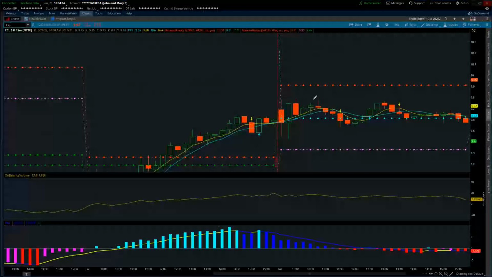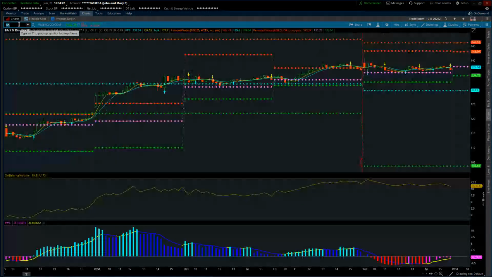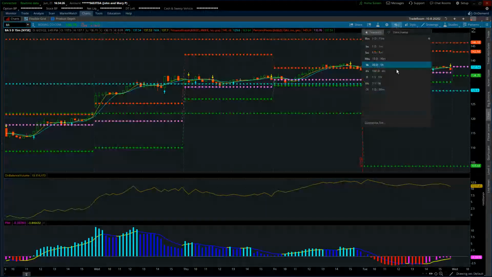And we've got 4 of my favorite tools. Person's Pivots, PPS, which is the buy sell arrows. We have on balance volume defining the condition of the participation of the volume trend, and the relative strength comparing a product to the S&P 500. So we're going to punch up Boeing, and let's go over to a daily chart.